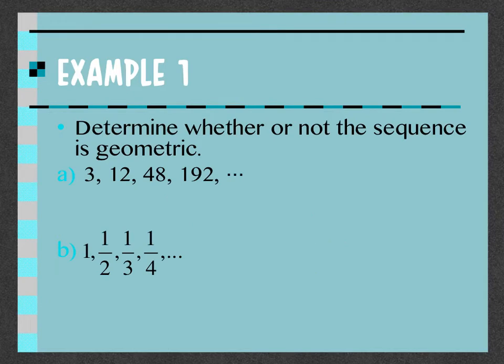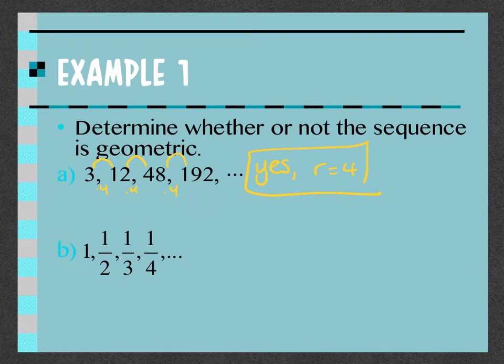So this first example just says to determine whether or not the sequence is geometric. So I'm looking to see if I can multiply 3 by something to get 12, 12 by something to get 48, and 192 divided by 48, the same terms, right? So 4 is what it would take here, 4 is what it would take here, and 4 is what it would take here. So this is geometric, and R is 4.